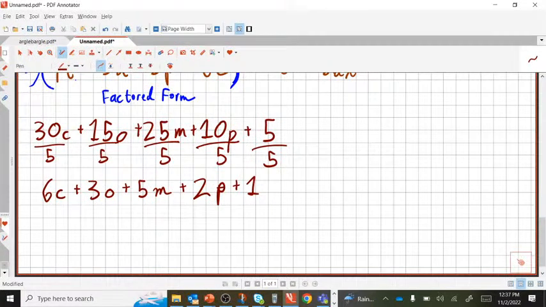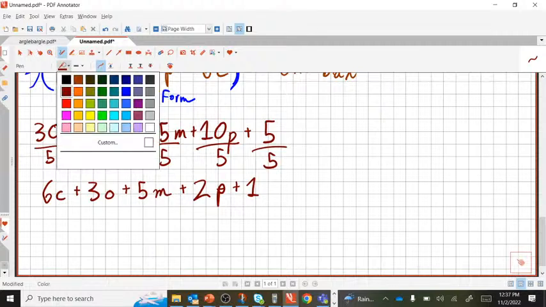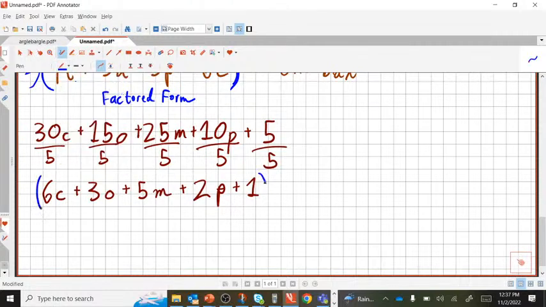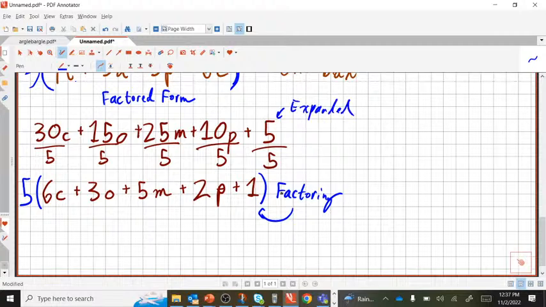This is how much each one is worth, but for something to be in factored form, I have to put parentheses around it and put a number up here. Can you guys show me with your fingers what number belongs there? It's a 5. This is factored form right here. So when we're factoring things, that's what we're doing. This is expanded form. This is factored form. How many of us feel like we're getting this factored form thing? That's fantastic.